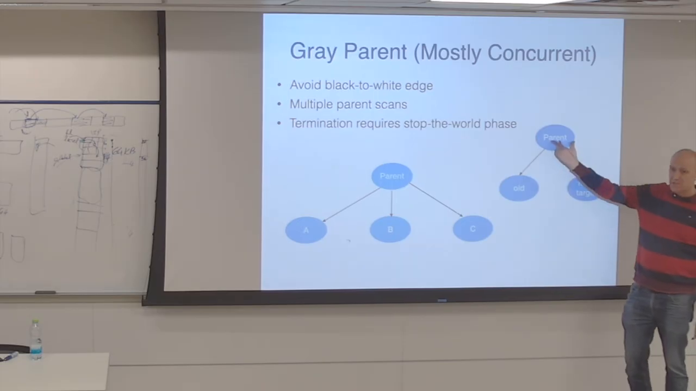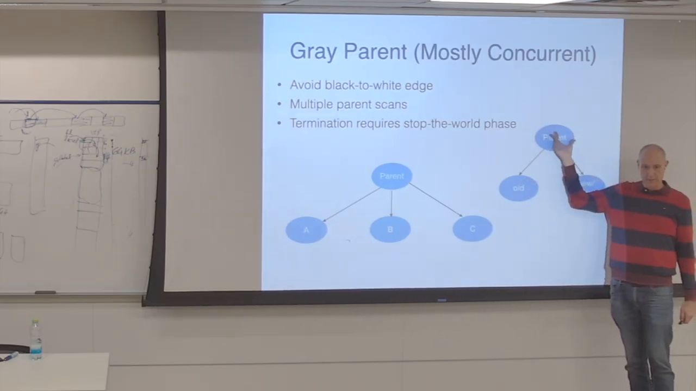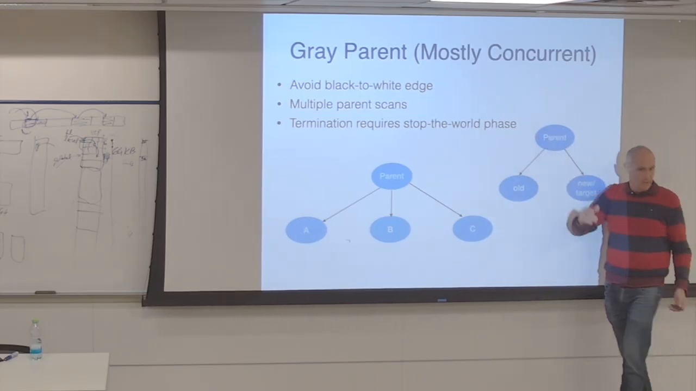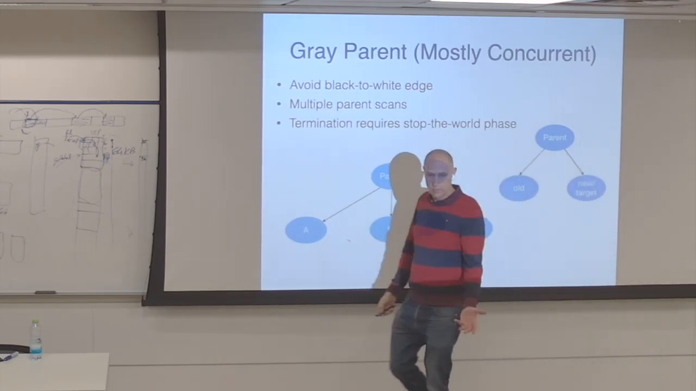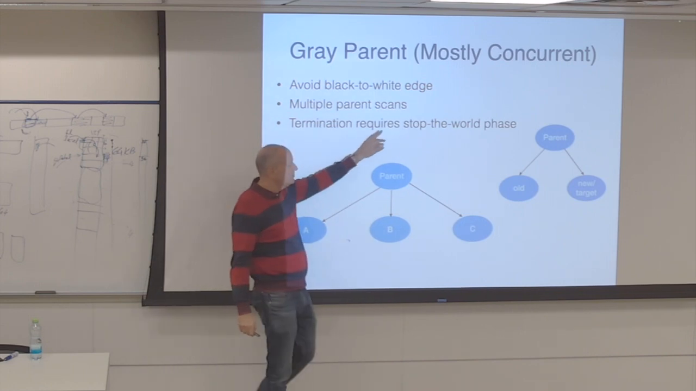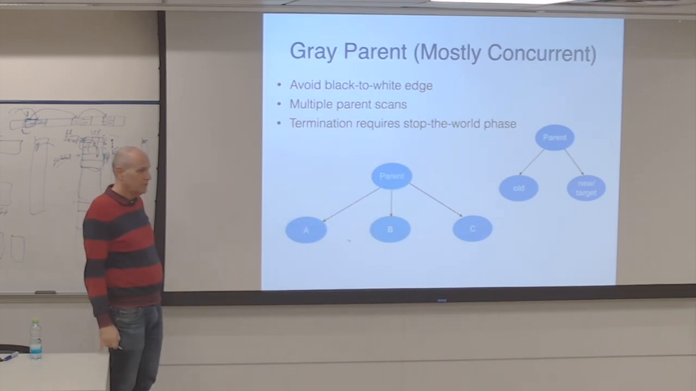Termination is a problem because things are changing all the time, and you get more and more gray objects. And so at some point, you need to stop the activity of the program and just finish all these dirty cards that we had in mostly concurrent, or gray objects that are created while the program is running. So in order to finish, you need to do a stop the world phase at the end.